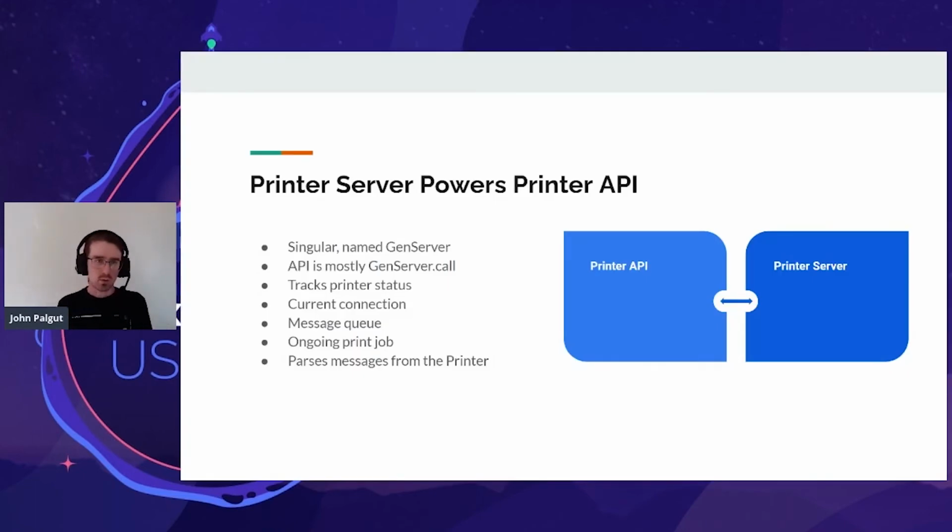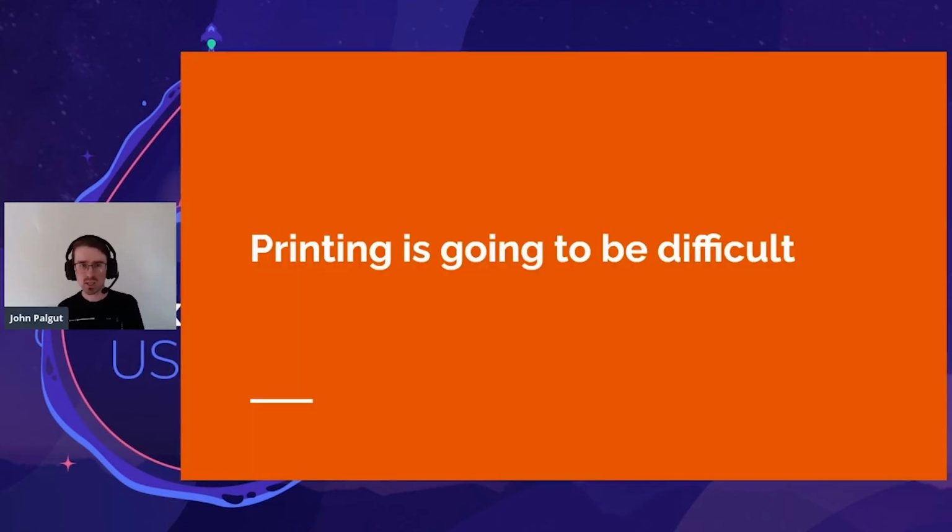So that's the connections. Now we're going to talk a little bit more about the printer server. One of the main things that it does is it powers the API, and it keeps track of the state of what the printer is actually doing. Are we connected to somebody? Are there messages in the message queue? Are we printing? What's the temperature? Things like that. It's also responsible for parsing messages from the printer and figuring out what to do next.